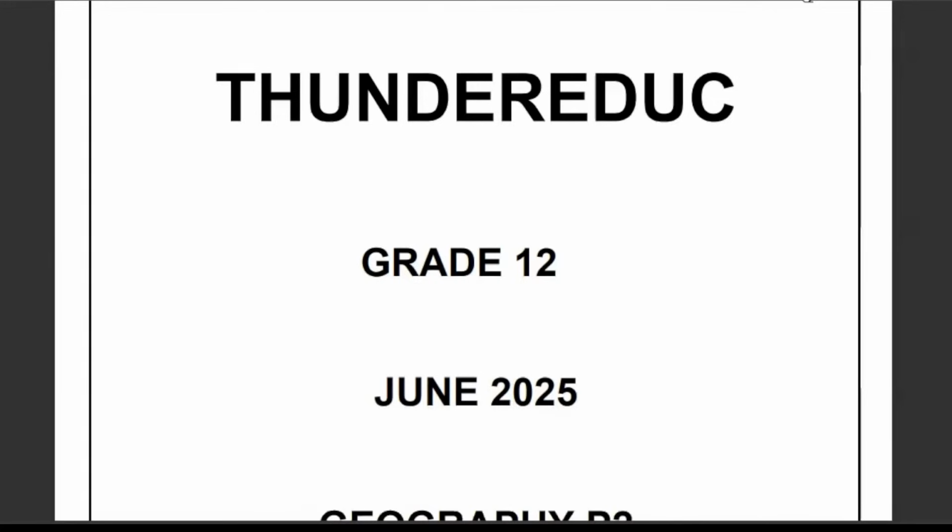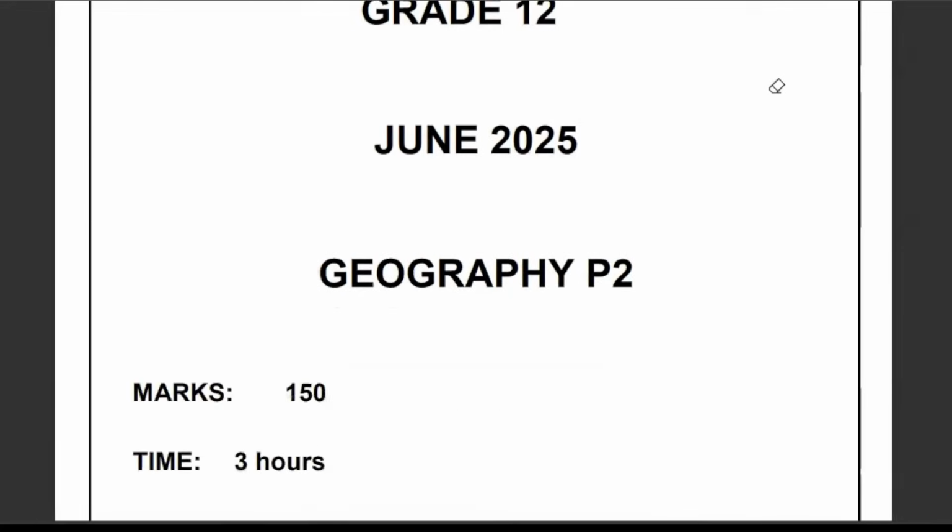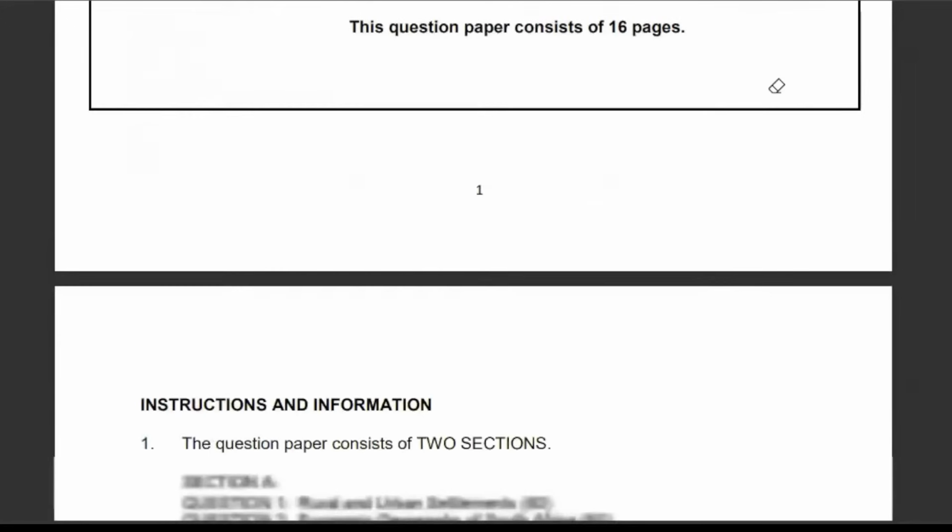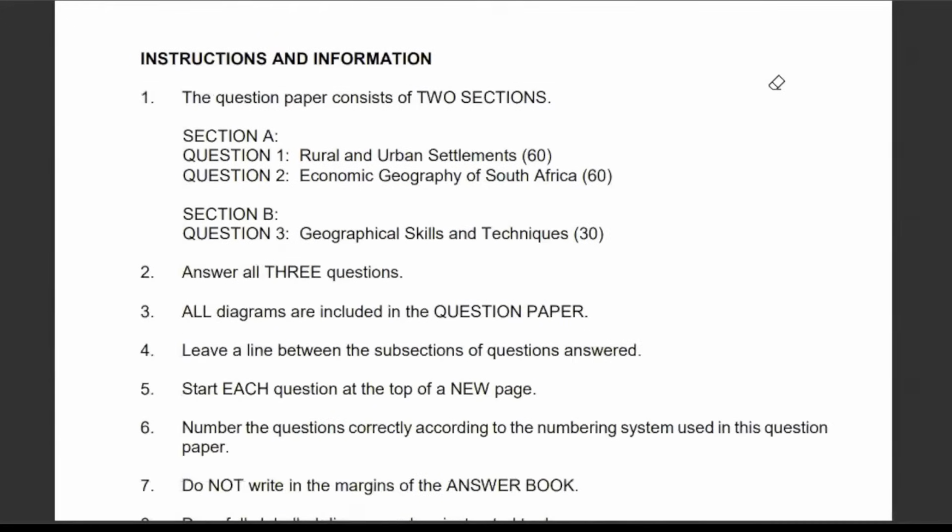Geography paper 2 comprises two sections. The first section, section A, is a theory section, which has two questions in theory. The first question is rural and urban settlements, which is 6 marks. Then we have question number 2, economic geography of South Africa, 6 marks. And section B is geographical skills and techniques, which is our map work for 30 marks.